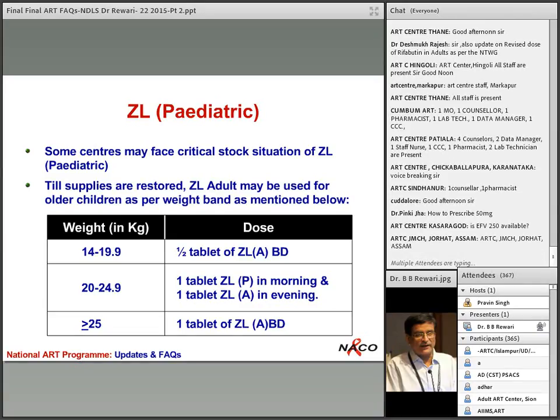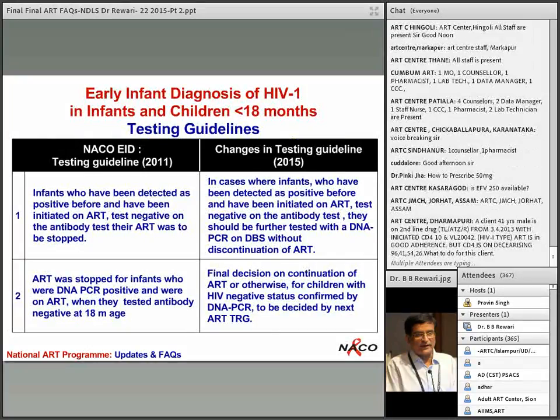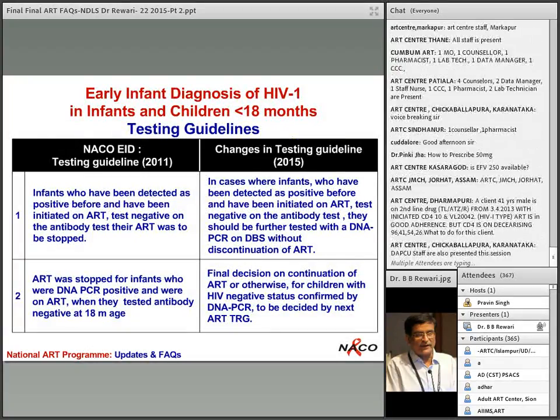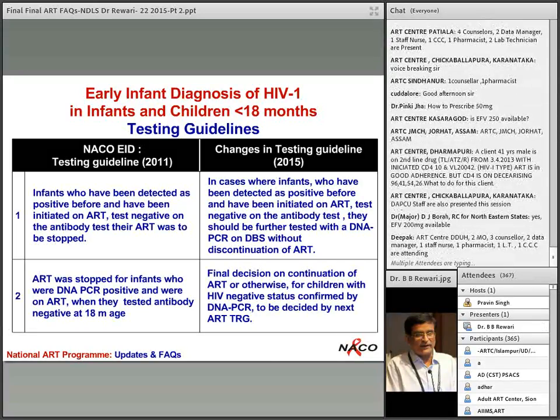And these have been calculated keeping the weight band in mind and the dosage that were given in the pediatric formulations. There are some changes in early infant diagnosis. The guidelines are basically earlier guidelines in 2011. If you go into the document, they say if at 18 months your antibody test is negative, stop ART.